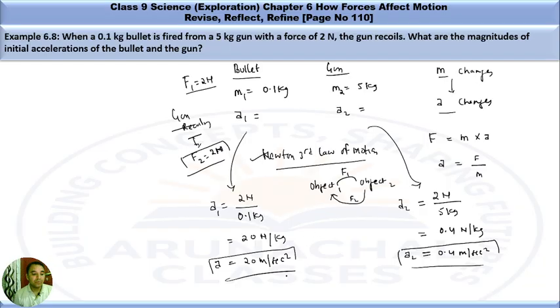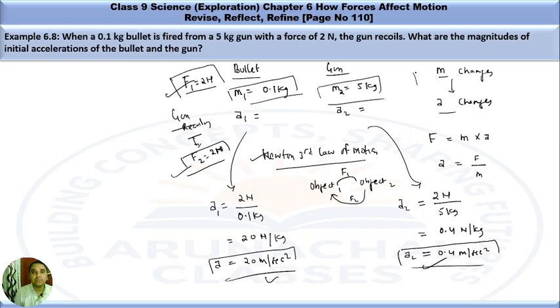So we can see that even though the pair of forces are equal in magnitude, that is 2 Newton, the force which is applied and the recoil force, which is also 2 Newton, we find that the magnitude of acceleration is different. They are not equal because their masses are different. When masses change, acceleration also changes, while the forces are equal in magnitude but opposite in direction. So in this way we need to solve this particular question.